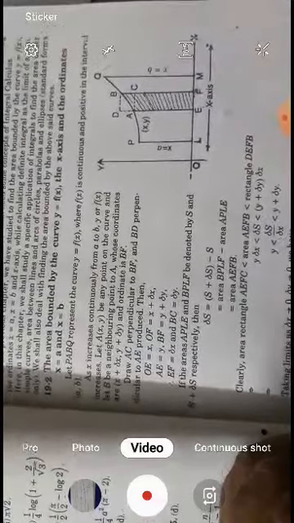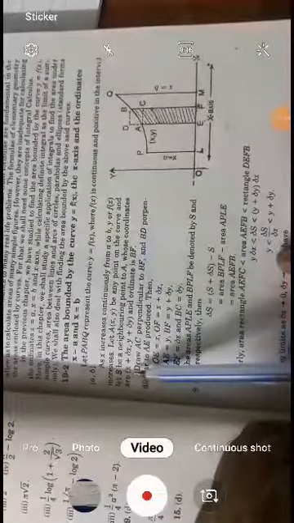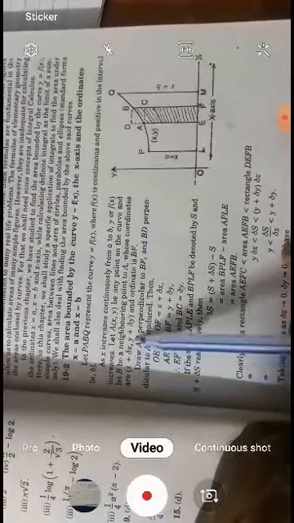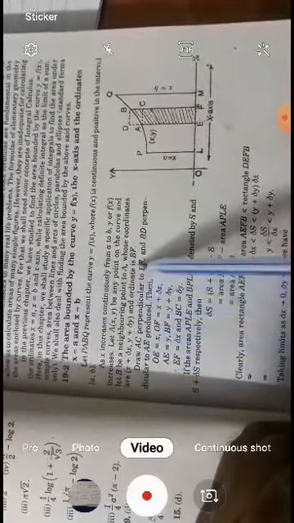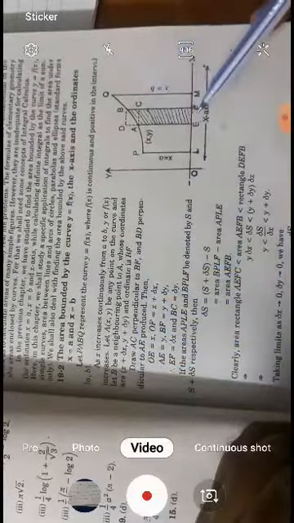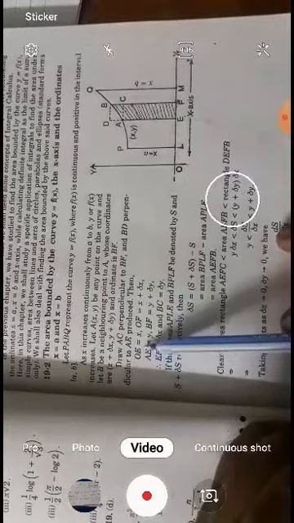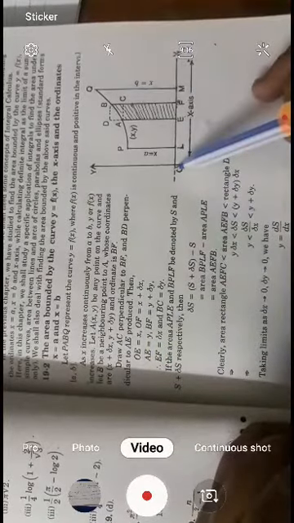This is a point on the curve. We are taking a neighboring point, just near it. The coordinates of the point are (x, y), and the coordinates of the neighboring point are (x plus delta x, y plus delta y). Now these are the values OE, x, and OF.